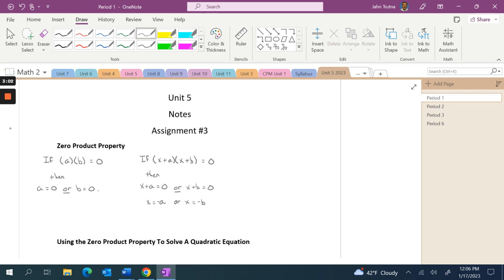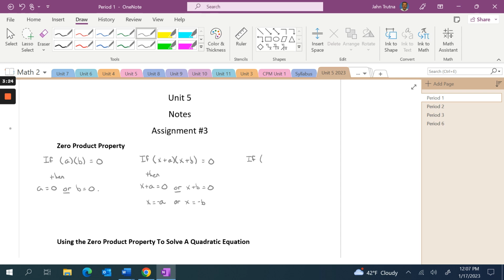So remember, once again, the zero product property is saying, if we're multiplying two quantities together, and those two quantities, when multiplied together, are equal to 0, it means either one or both of the quantities has to be equal to 0.